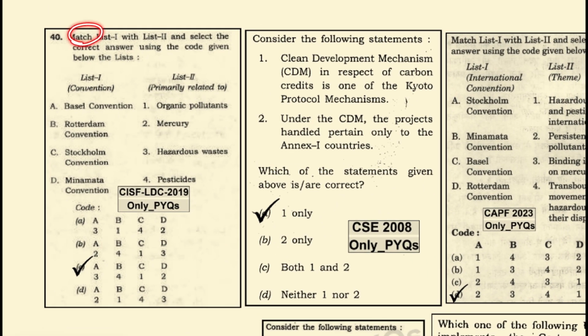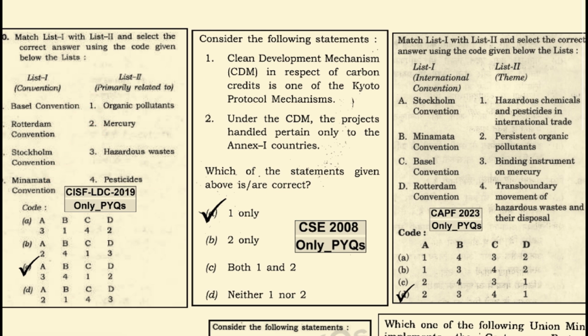Match the following conventions and the primary related to. The Basel Convention is related to hazardous waste, whereas the Rotterdam is related to the pesticides. The Stockholm Convention is related to organic pollutants, and the Minamata to the mercury. The Clean Development Mechanism in respect of the carbon credit is one of the KYOTO Protocol mechanism. Yes, this is correct. Under the CDM, the project handles pertains only to the Annex 1 countries. No, this is wrong because non-Annex countries are also being included.